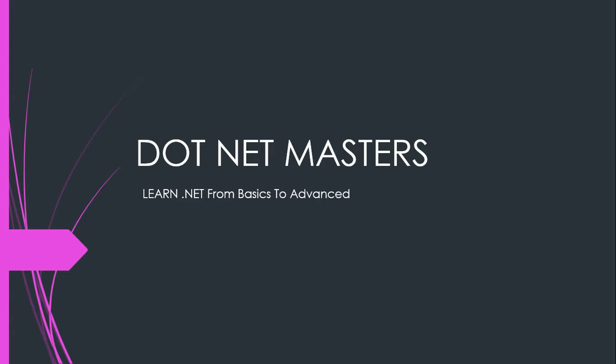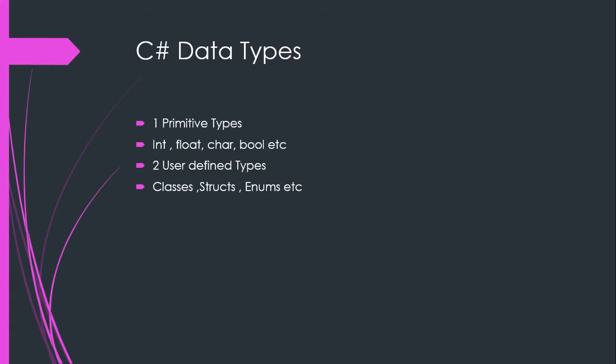And this is our fifth lecture on C#.NET. In the previous lecture, we learned about the core features of C#.NET. In this lecture, we'll be learning about C# datatypes. Let's move to the core points regarding this lecture.